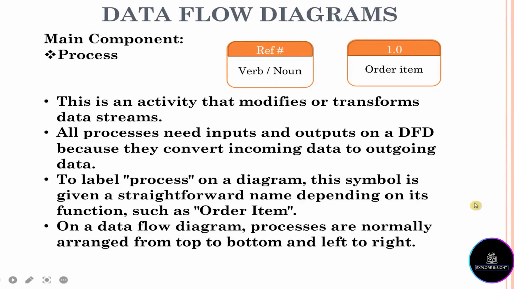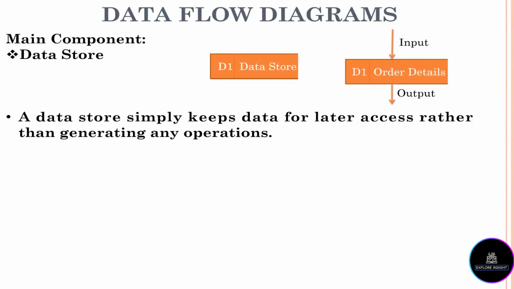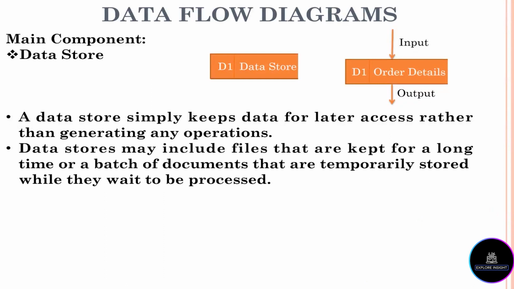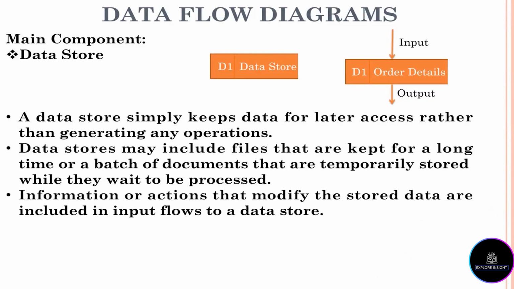Talking about data store components, a data store simply keeps data for later reference rather than generating any operations. Also, a data store may include files that are kept for a long time or a batch of documents that are temporarily stored while they wait to be processed. Information or actions that modify the stored data are included in the input flow to a data store. And lastly, data retrieved from the store would go out as output.